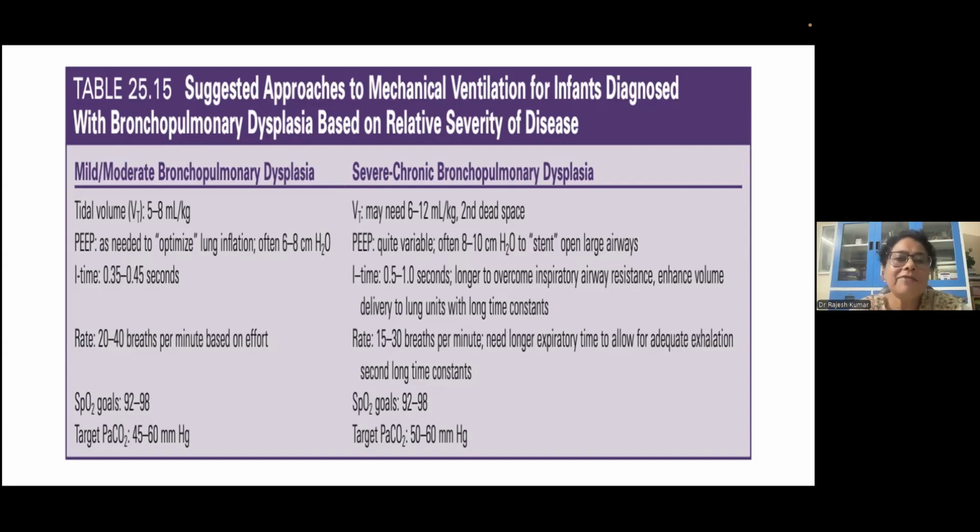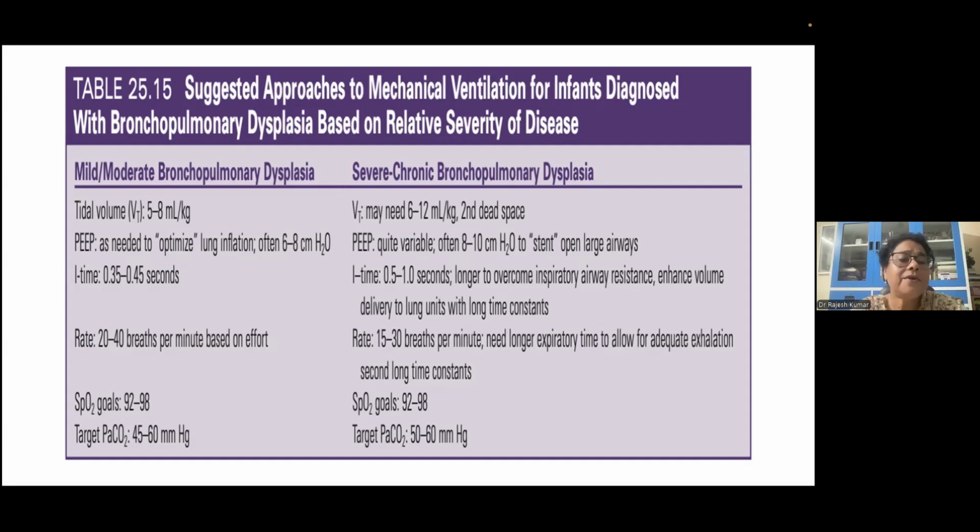Thereby, we can reach the alveolus. Before that, if we are giving a small tidal volume, lesser than this, the alveoli may not be reached. Now, if we compare the PIP needed for mild to moderate bronchopulmonary dysplasia, which is around 6 to 8 centimeter of water, with the PIP required for babies who have chronic bronchopulmonary dysplasia, they need a much higher PIP, around 8 to 10 centimeter of water, to stent open the large airways.